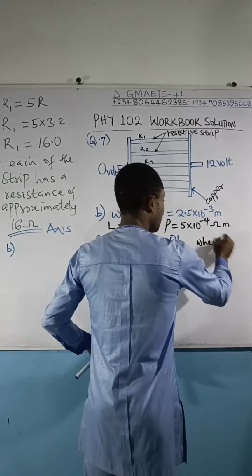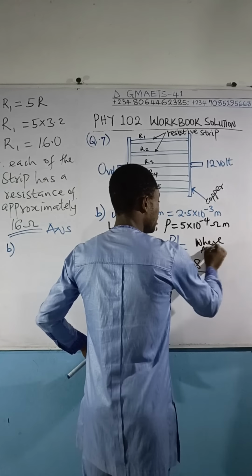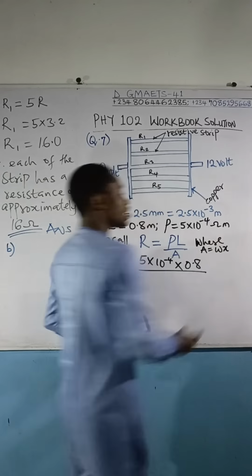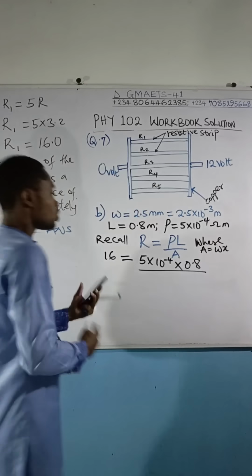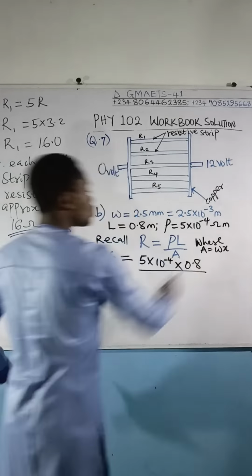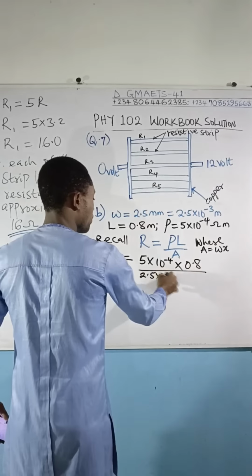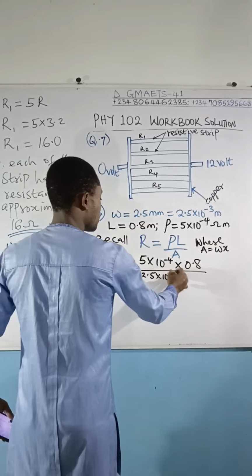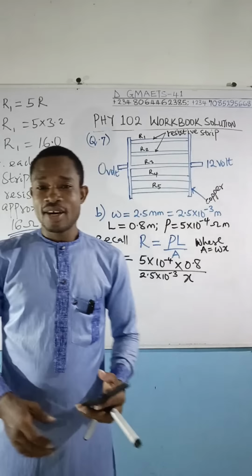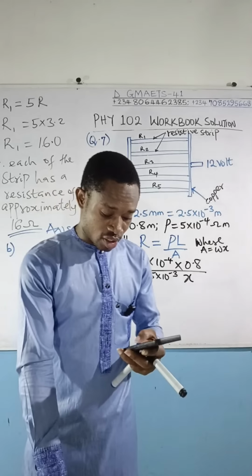Where A is equal to width times thickness. I'm going to use X for thickness. So in place of this area, I'm going to fix width times thickness. And the width is 2.5 times 10 to the power of minus 3 times the thickness. I don't know the thickness, X. So you fix X there. And with this, you can solve for X.